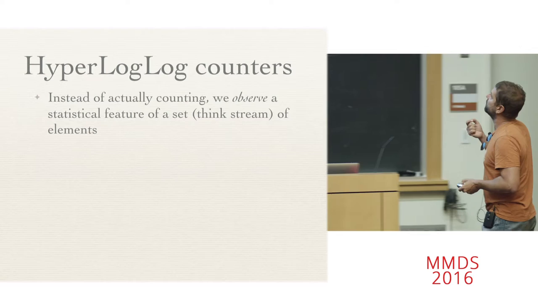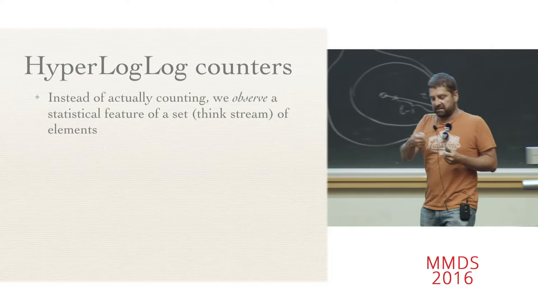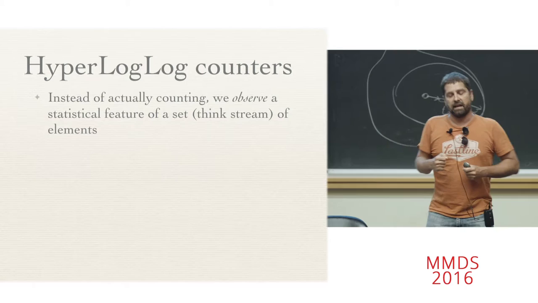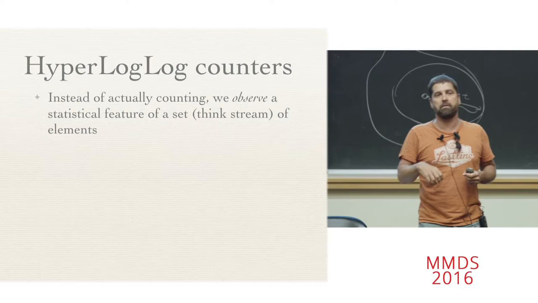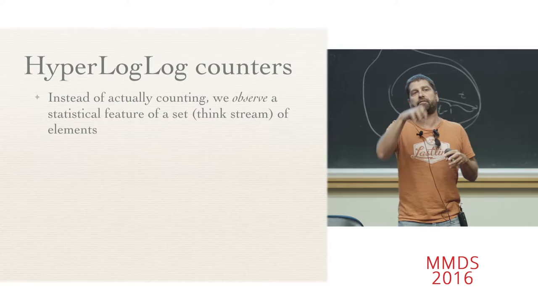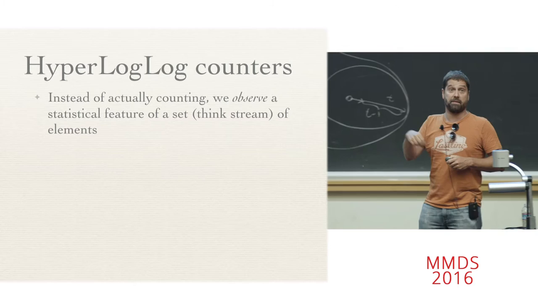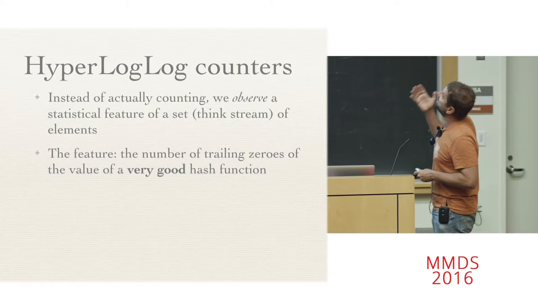The idea is that you're seeing a stream of elements and you want to put them in a set and count how large the set is. The set will not record the elements because we don't have enough space to record them. We will record a combined statistical feature of the elements, and we will do it in such a way that from the combined statistical feature, we can get an approximation of the number of unique elements we have added to the set. And the feature for a HyperLogLog counter is simply the number of trailing zeros of a very good hash function.